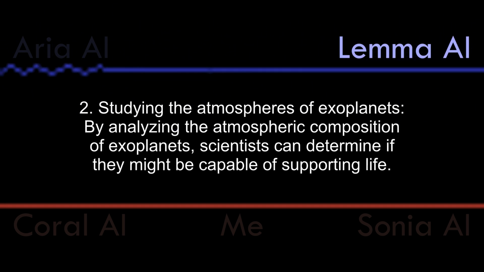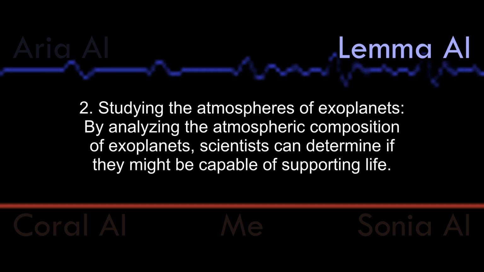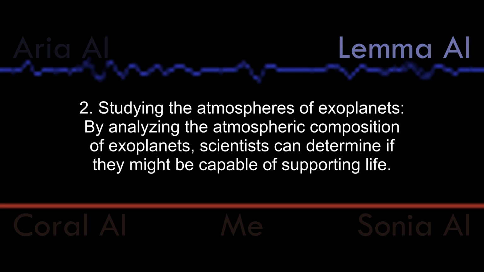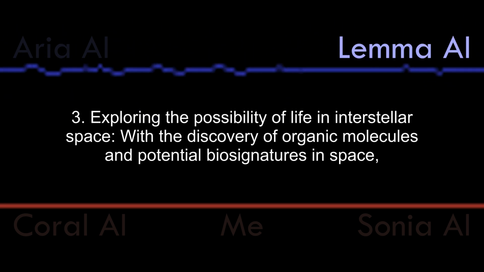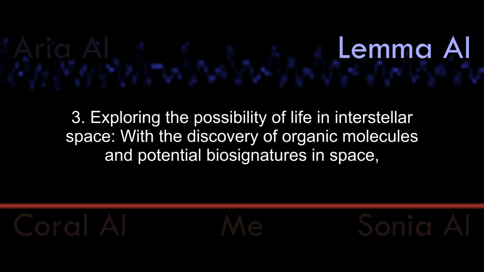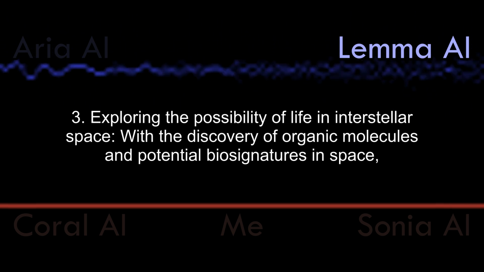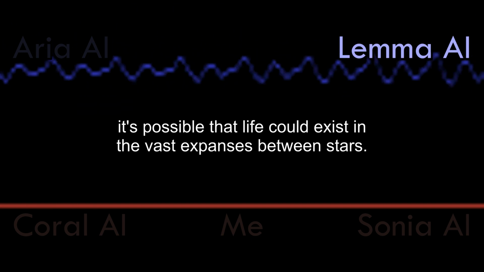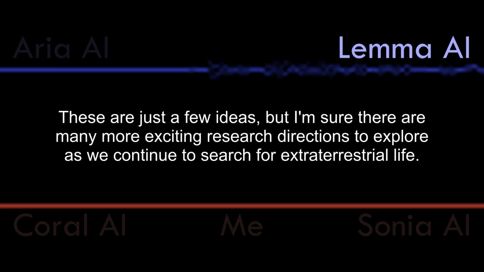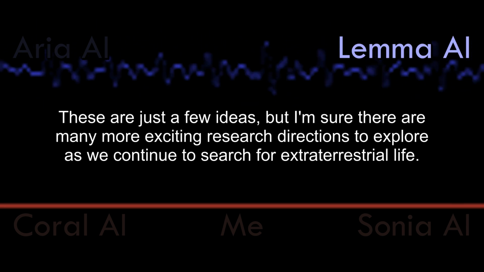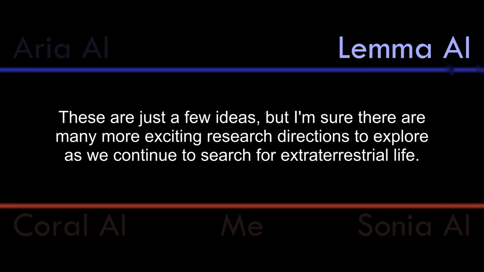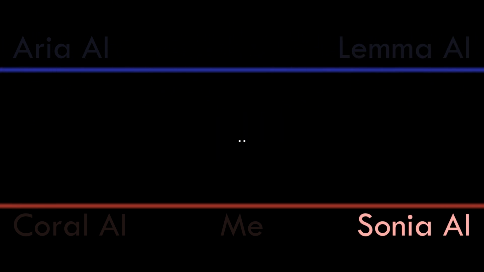By analyzing the atmospheric composition of exoplanets, scientists can determine if they might be capable of supporting life. 3. Exploring the possibility of life in interstellar space. With the discovery of organic molecules and potential biosignatures in space, it's possible that life could exist in the vast expanses between stars. These are just a few ideas, but I'm sure there are many more exciting research directions to explore as we continue to search for extraterrestrial life.